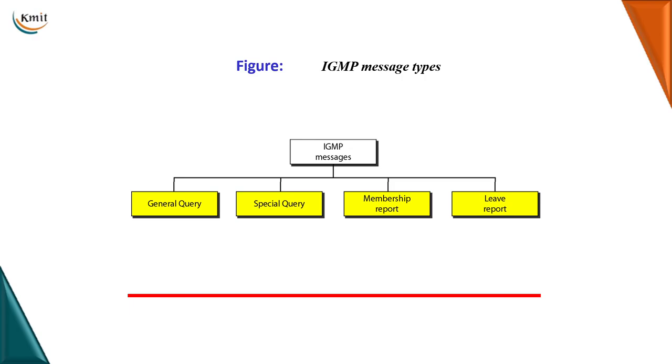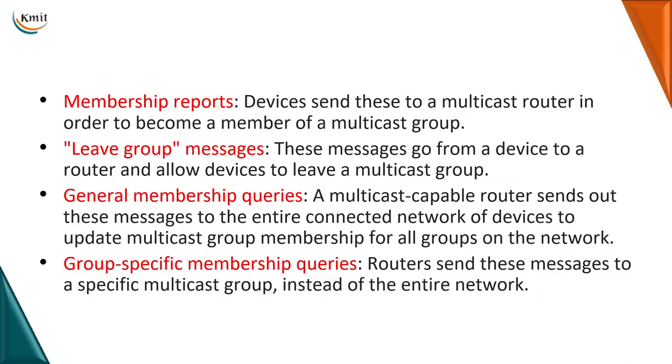Now let us see the IGMP messages. There are four: general query message, special query message, membership report and leave report. These are very simple messages. When you are doing IGMP, you are doing multicasting, and you have a group of devices on the network. If you want to join a group, you send a membership report message. If you want to leave a group, you send a leave report message. The membership report message specifies that a device wants to be a member of that particular multicast group. The leave group message tells that a device wants to leave the multicast group.